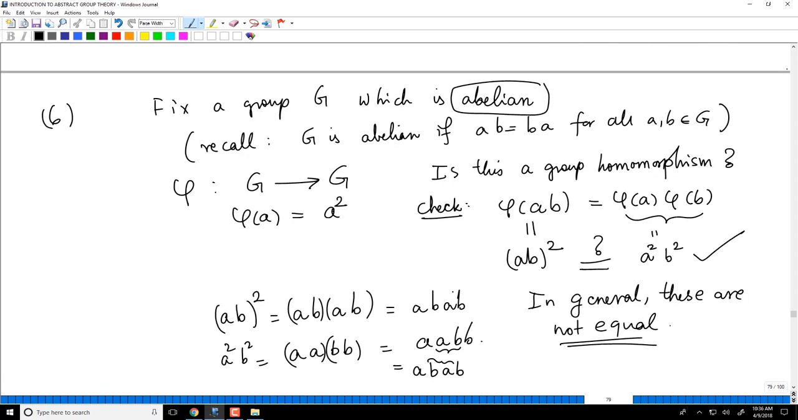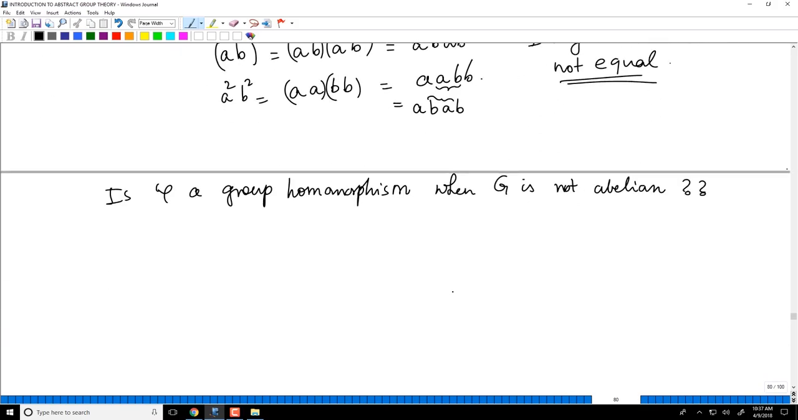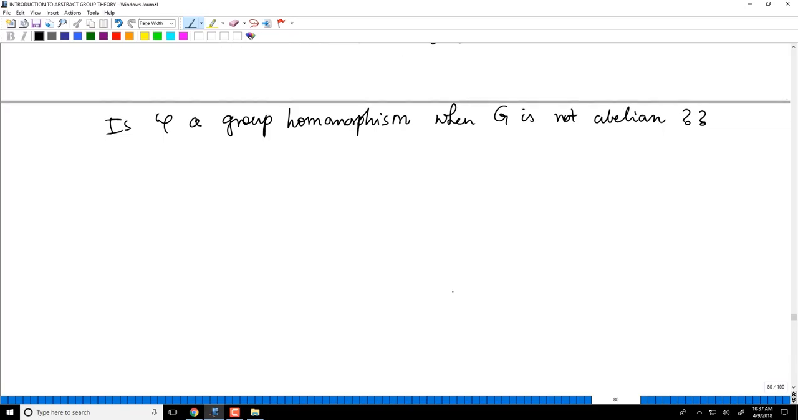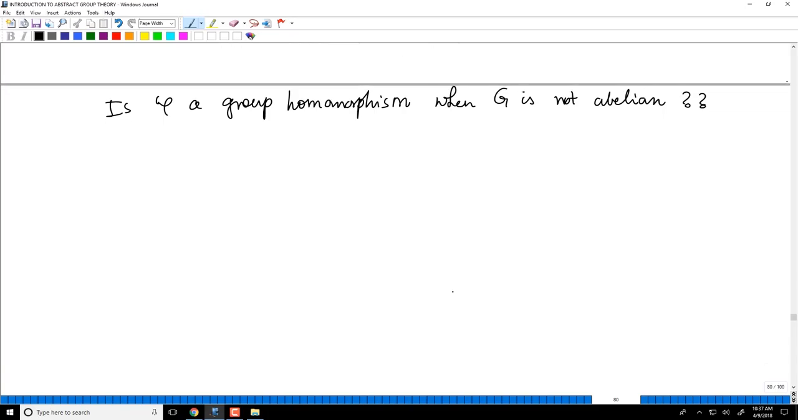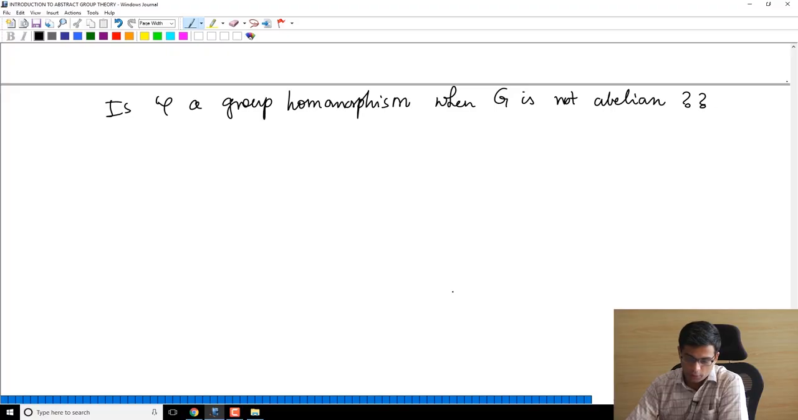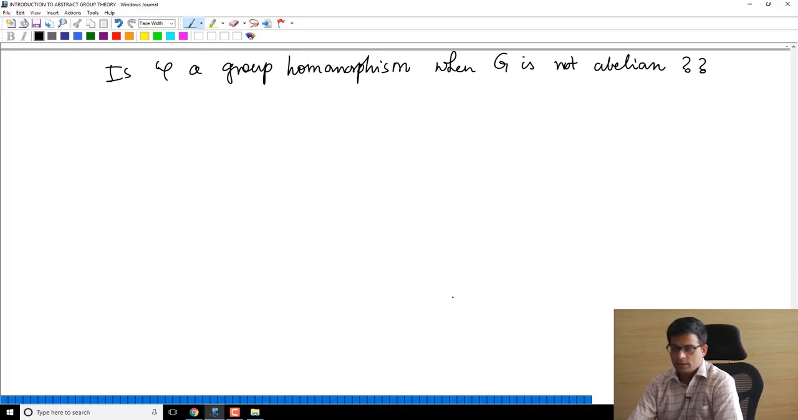But unless we get an example, we can't be sure. Just because the proof that we are trying to give here does not work in the non-abelian case, you cannot say that the statement itself is wrong for the non-abelian case. Maybe there is some other proof. So unless you give an example where this is not a group homomorphism when G is not abelian, you can't conclusively settle this question. So in order to understand this, think of the groups that you know that are not abelian. The simplest such group is S3.